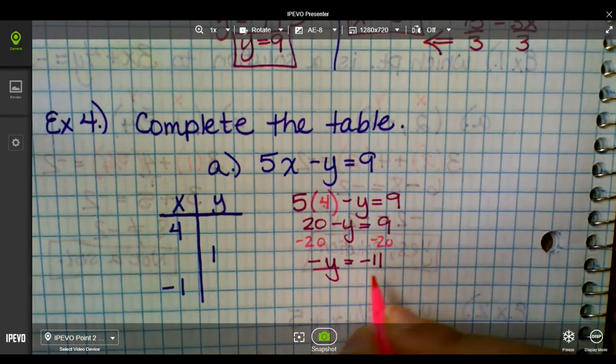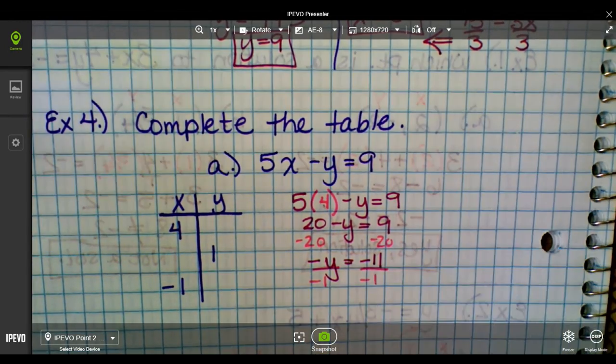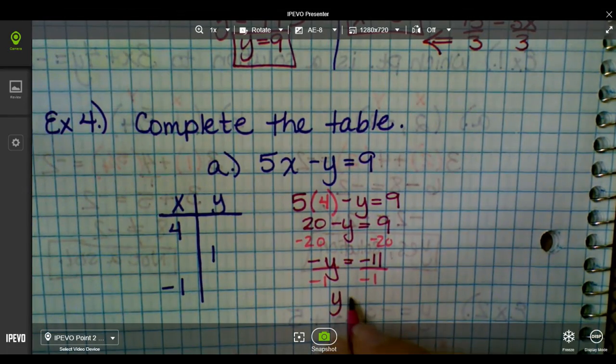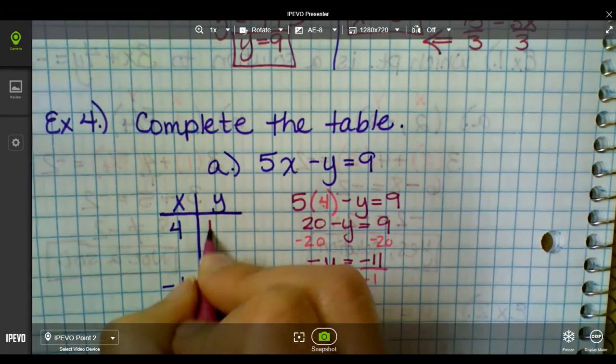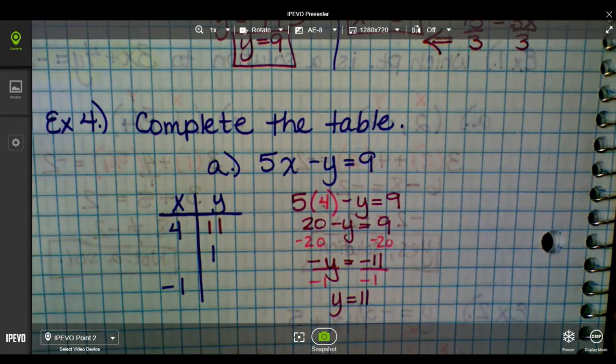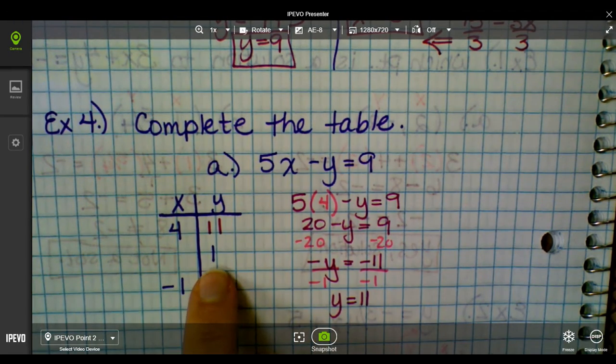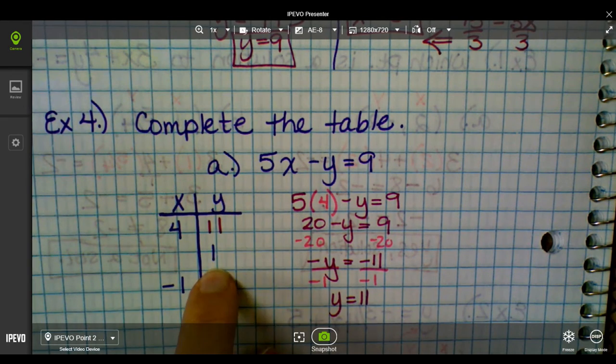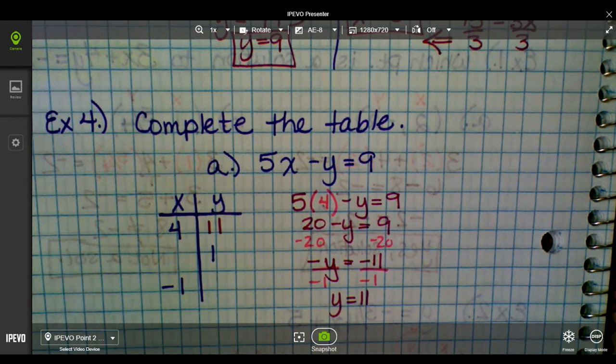But then I still have to divide by this negative 1. And then I get y equals positive 11. So that's going to complete the table over here. Y equals positive 11 when x equals 4. Now I'm moving on to this one. Now I'm given the y value, so I'm going to plug it in for y.